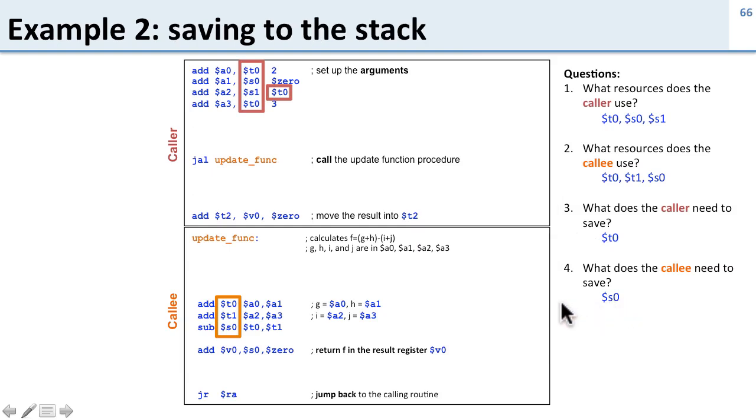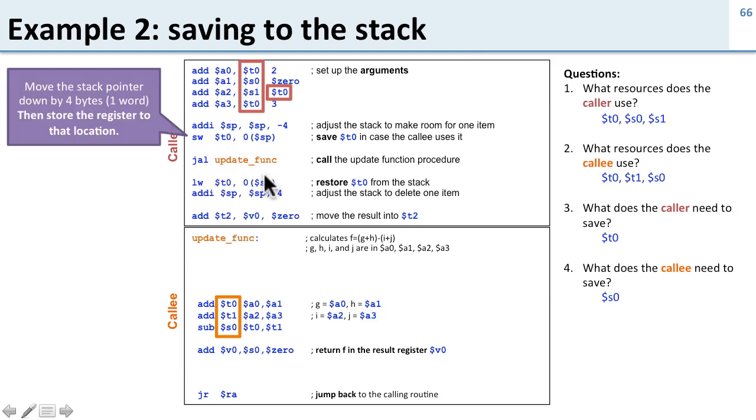So now we can go ahead and take a look at putting this together. We know that the caller up here has to save T0. So we move the stack pointer down by 1 and we put T0 on the stack. We call our function. And then when we're done, we restore the value from the stack, and put our stack to where it was.